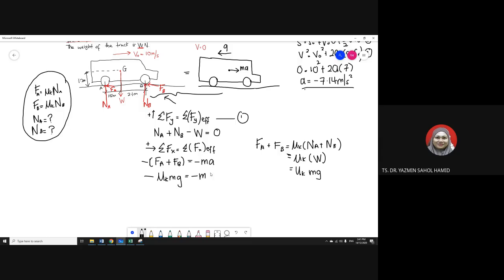And then what is the A that you get? Negative again, 7.14. Okay, so from there you can get mu K. So what is your answer for mu K? It will be negative m times negative 7.14 divided by negative mg. So you can get mu K. So what is your mu K?